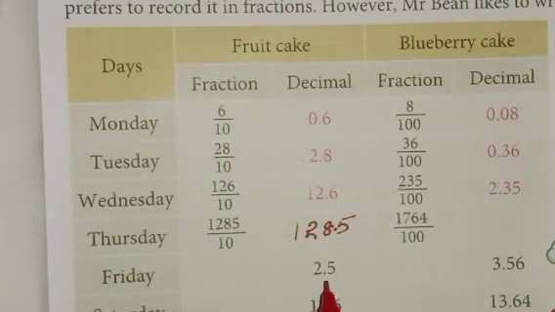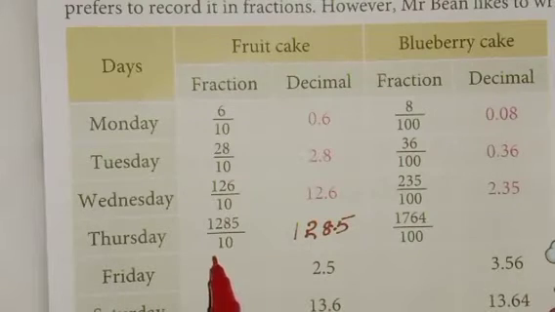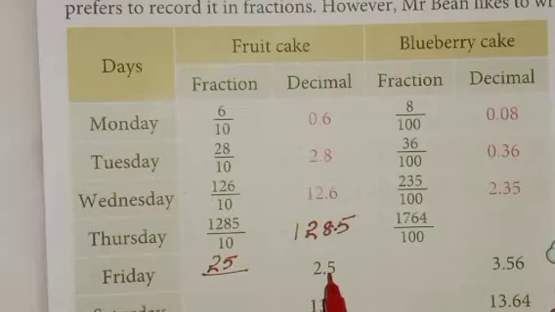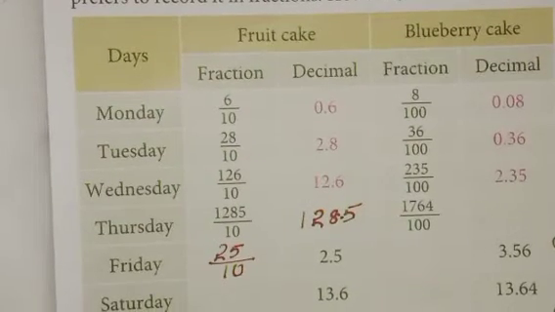Here you write this number first, 25. Then by. After the point, how many numbers? Only one number. So we write here 10. Understand? Same way for the next also. 13.6. You write 136 here. Then after this point, how many? Only one number. So we write 10. We can do this one the same way.